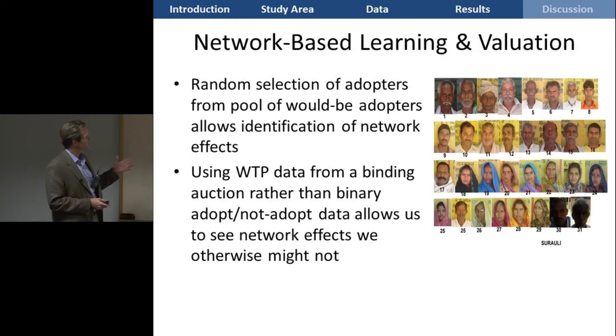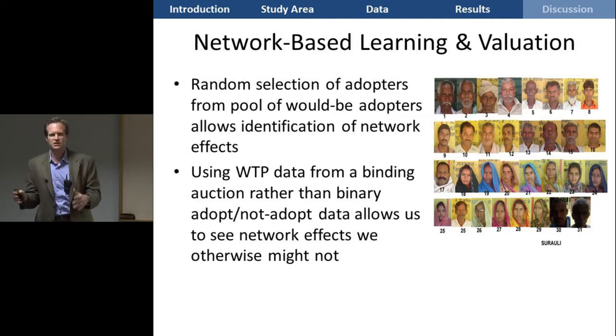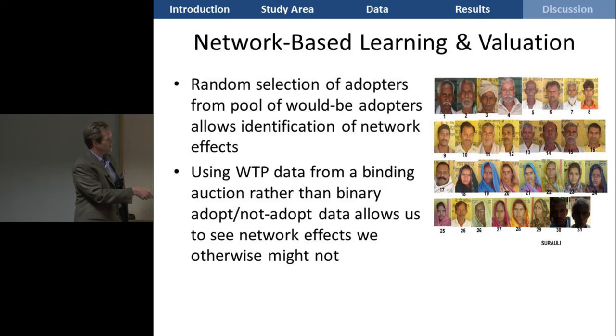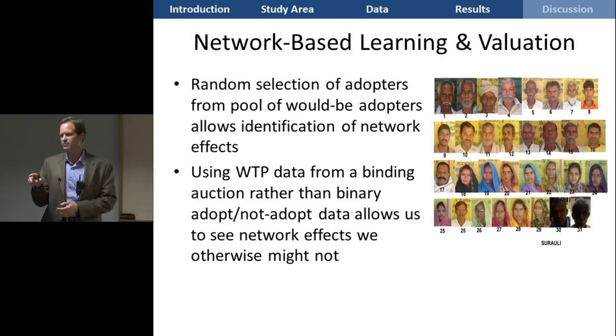The next set of results that I'll mention, the last one here, is the network-based learning and valuation. One piece that we included in the survey was a network module where we had photos of all the farmers in our sample, and as part of the elicitation, we would hand this sheet to the farmer. These are all the farmers in the sample in his or her village, and then we went through and asked them, which of these farmers do you talk to on a regular basis? They would point, and the enumerator would enter these numbers. And then a series of other more detailed questions about those conversations.